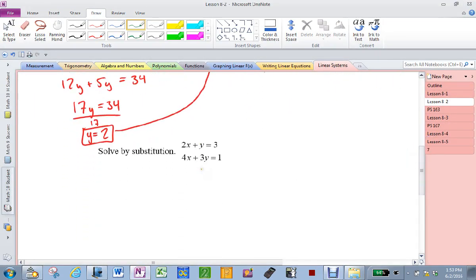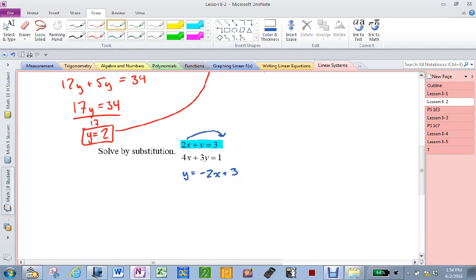Which one are we going to choose? The top one again. And what letter are we going to go for? The y, because it's by itself. Now, you guys, for some reason, when you move this over here, you all want to write it as negative 2x plus 3, which is correct.